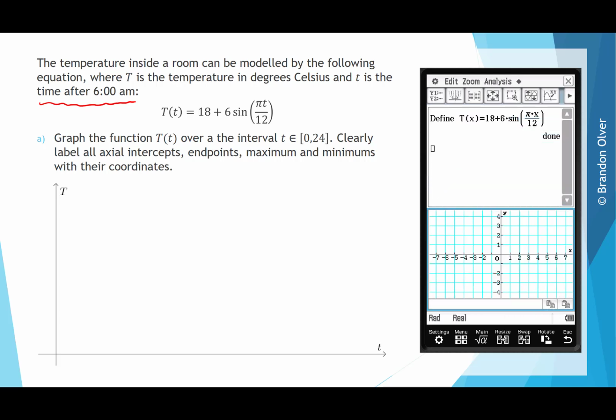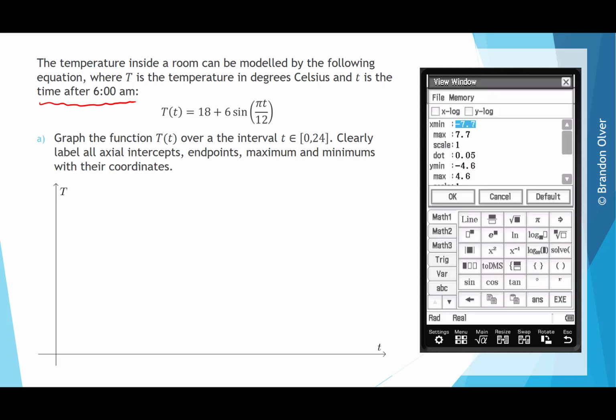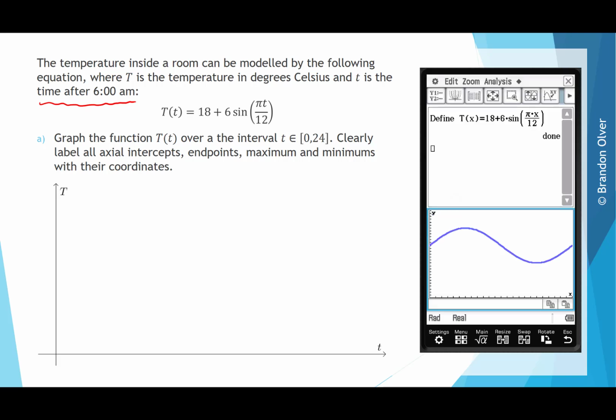Now it doesn't look like the graph's appeared, and what we need to understand is that the graph's probably somewhere that's not shown at the moment. Thinking about our rule, we want to go from t is 0 to 24, so they're our x values for our calculator: our x min is 0 and our x max is 24. The mean temperature is represented by the 18 in the equation, and it goes 6 above that and 6 below. So we're going to go from a minimum of 0 degrees to a maximum of 30 degrees, just to give us a little more space on our graph. Hitting OK, and here's our graph.